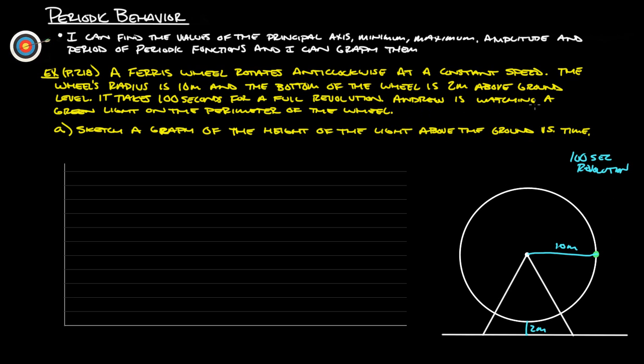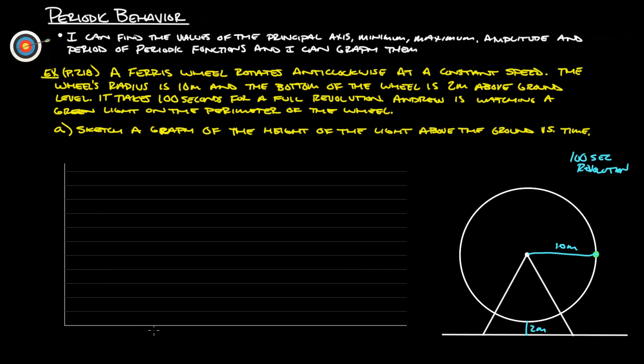Andrew is watching a green light on the perimeter of the wheel because apparently Andrew has nothing better to do than watch a green light on a Ferris wheel. So there he is, watching this green light on the Ferris wheel. Sketch a graph of the height of the light above the ground versus time.